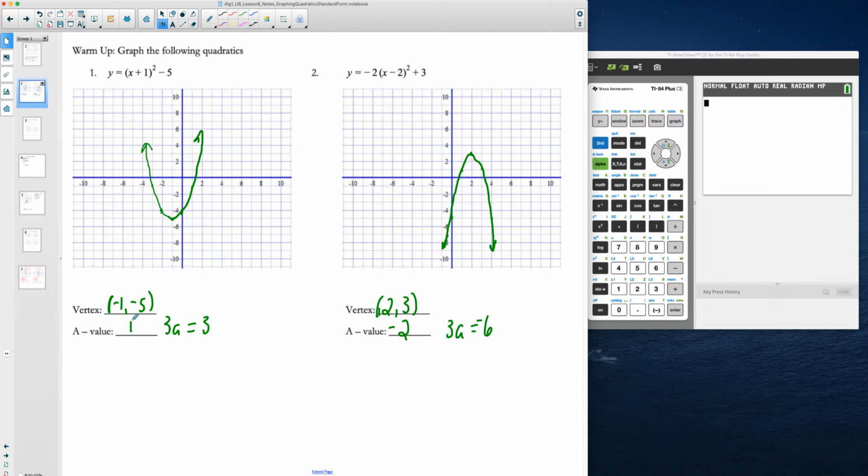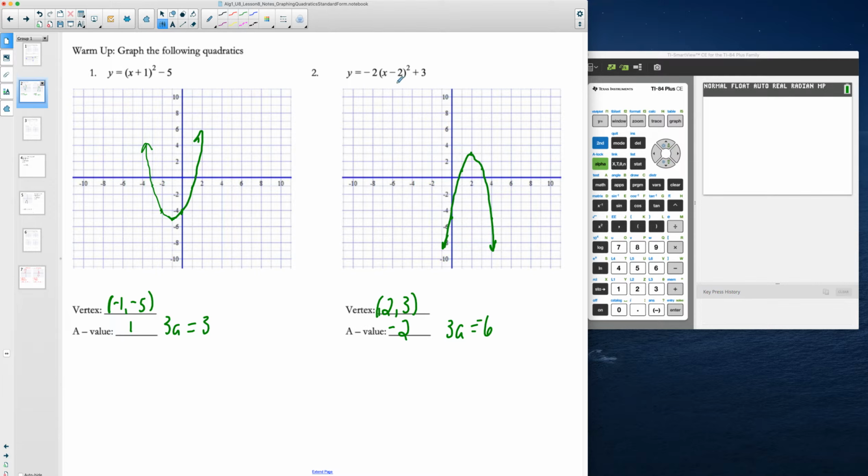Our a value is 1. Once again, that's the constant out here in front. So I'm going to go up 1 to the right one, up 1 to the left one for our first set of points. And then we want to do 3a, and this time 3 times 1 is 3. So now I'm going to go up from this point, up 3 to the right one, from this point up 3 to the left one, and then I'm going to draw my curve. And then I'm done.